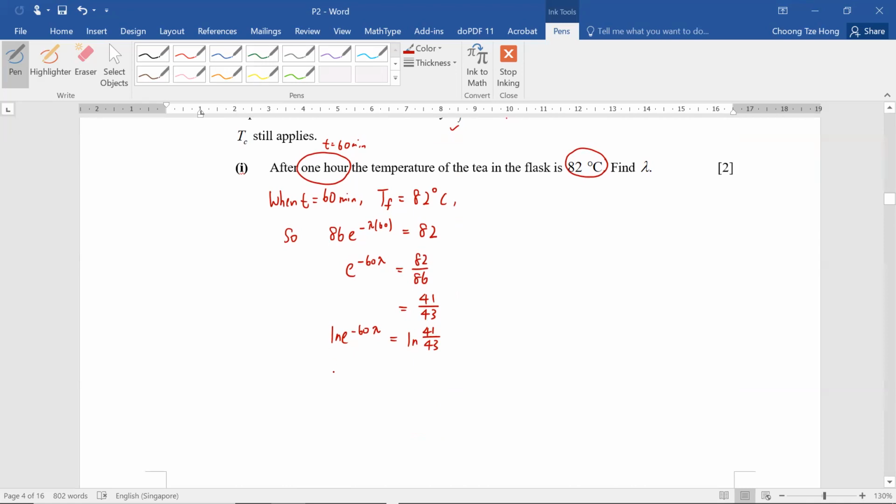On the left side, use the power law, bring the power down. ln 41 over 43 is just a number, so just compute it inside your calculator. Then you just divide both sides by negative 60, sorry. Then you will get this, lambda equals 0.000368. So over here we are dividing by negative 60.